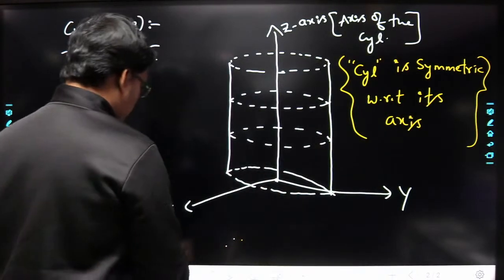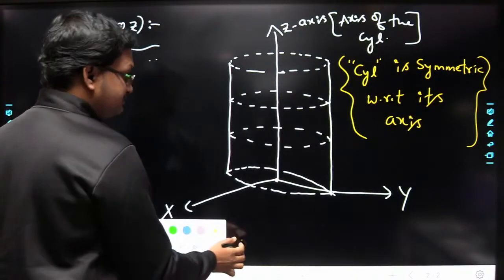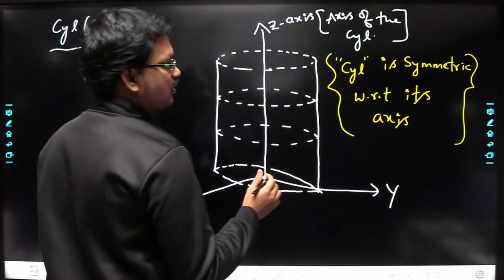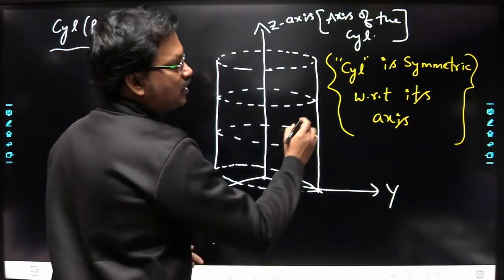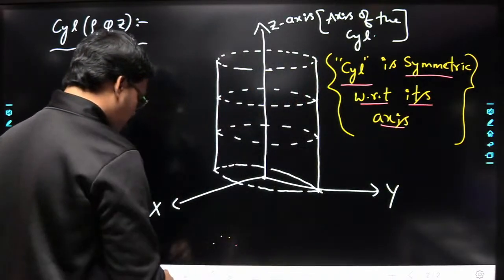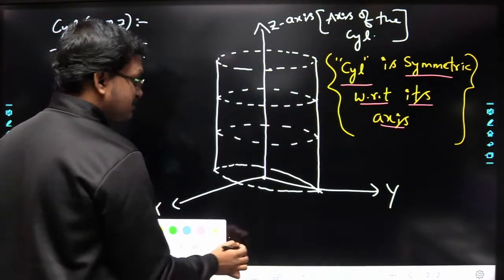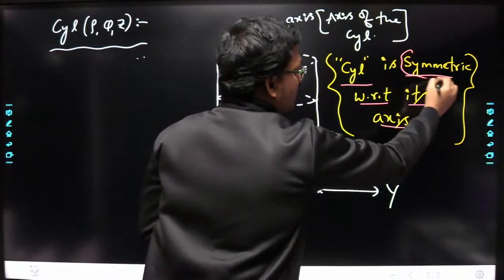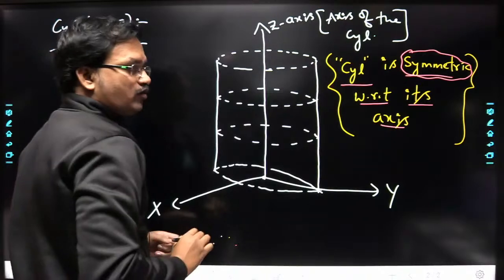See here. Now if you consider, okay, cylinder is symmetric with respect to its axis here. So what do you mean by that statement? See here, if you consider, what do you mean by symmetric? This is what we are going to see first.